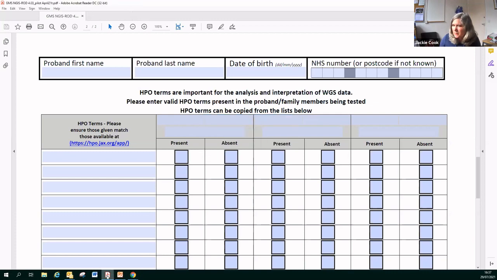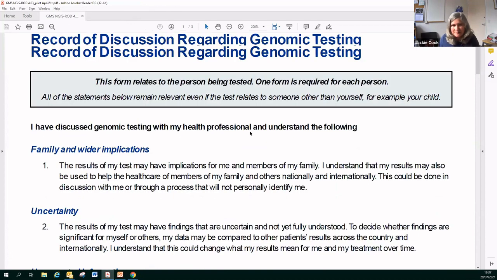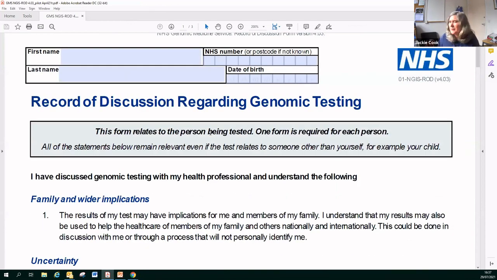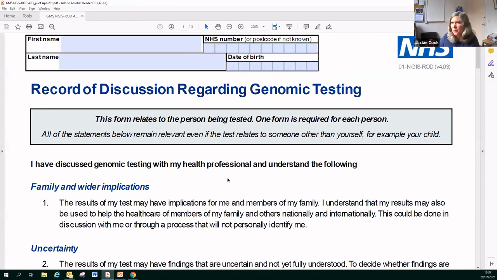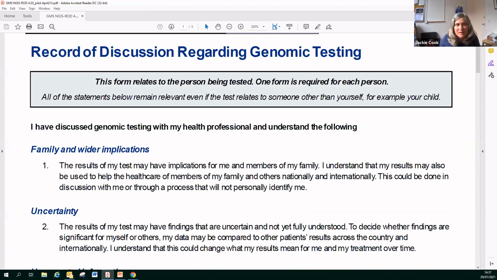which hopefully will come up. Can you see this form, the record of discussion? Yes, thank you. Brilliant. So this is the record of discussion, and this needs to come with the request form for your whole genome sequence. And basically this is a checklist to make sure that you have covered everything that you need to think about when you're doing genomic testing.